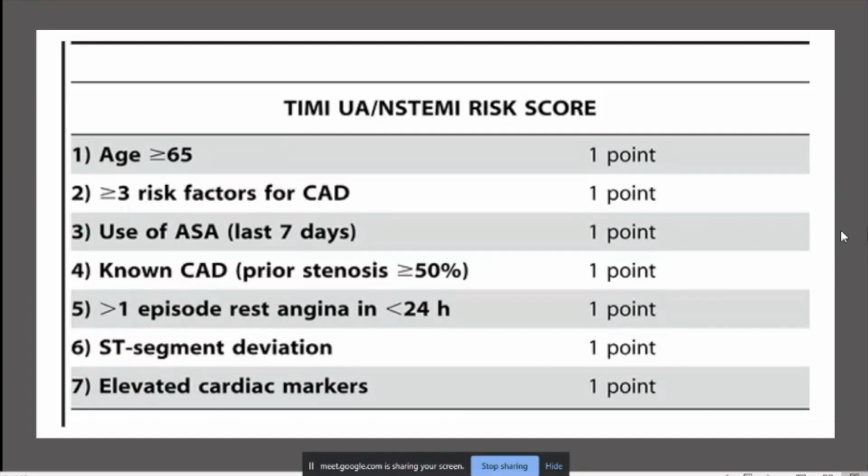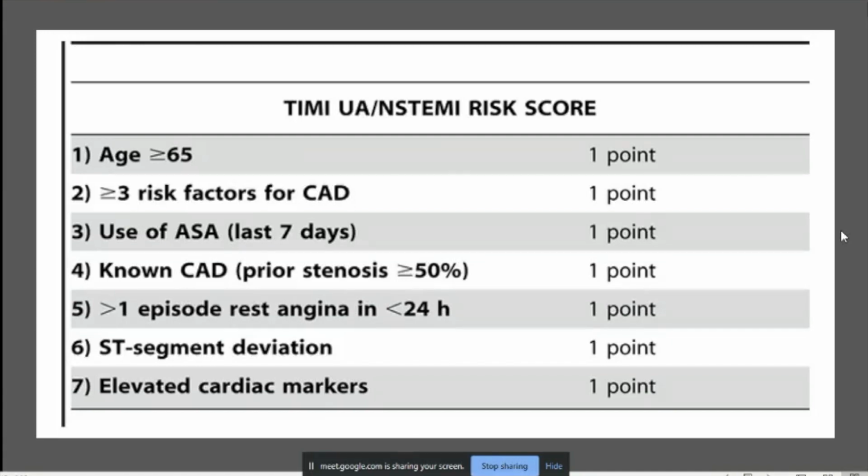So what are the cardiac risk factors? If the patient has hypertension, diabetes or hyperlipidemia, a smoking history, or a family history. When I say family history, as I discussed in angina, it is a first degree relative with myocardial infarction, less than 55 years old for males and less than 65 years old for females. And if the patient has a known coronary artery disease or prior coronary artery stenosis of more than 50%, then the patient gets 1 point.